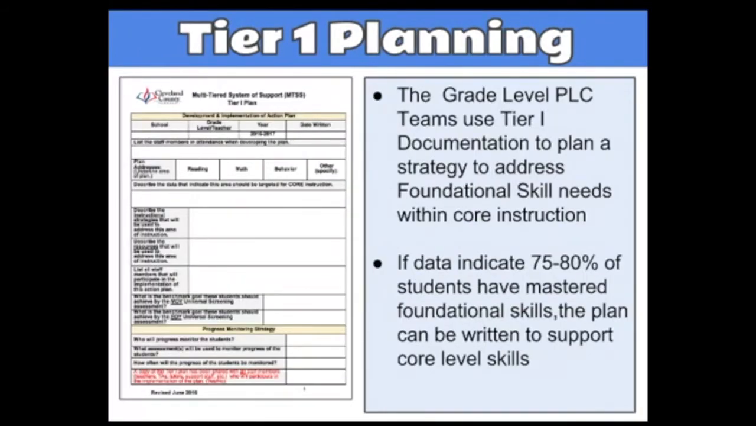Grade level PLC teams use the Tier 1 documentation to plan a strategy to address the foundational skill needs within core instruction. If at least 75 to 80% of students have mastered foundational skills, then a plan can be written to support core level skills for the grade level. Here are some examples of some Tier 1 instruction plans.